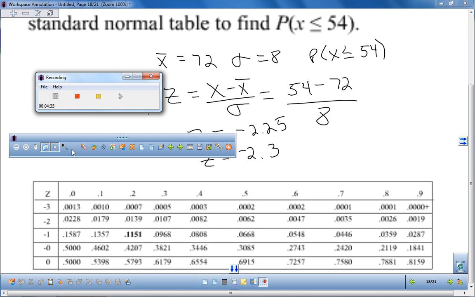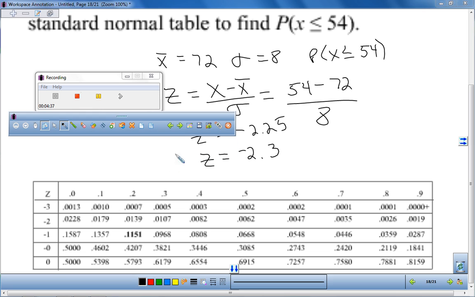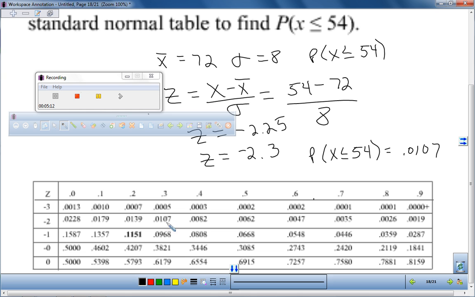Alright, so here we have our z-table again. And if we use it and go to negative 2.3, we end up with 0.0107 as our probability. So the probability of x being less than or equal to 54 is going to be 0.0107. Again, we get that from the table out here.